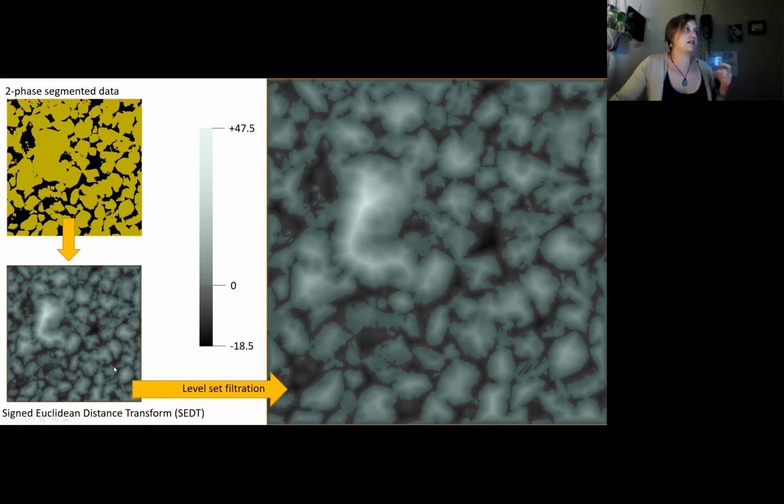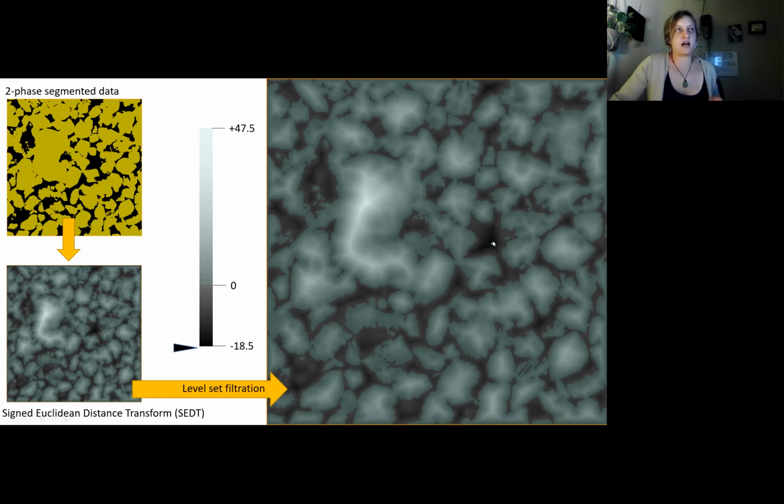The other thing that I'll mention is that this is all in 3D. So the distance transforms and the filtration are calculated on the 3D data set, but that's very hard to visualize, so I'm only showing a 2D slice. For example, the largest pore in this slice is this one that's sort of in the center right, and that has the largest negative distance value. And the largest grain is this one here that's sort of center left, and that has the largest positive distance value.